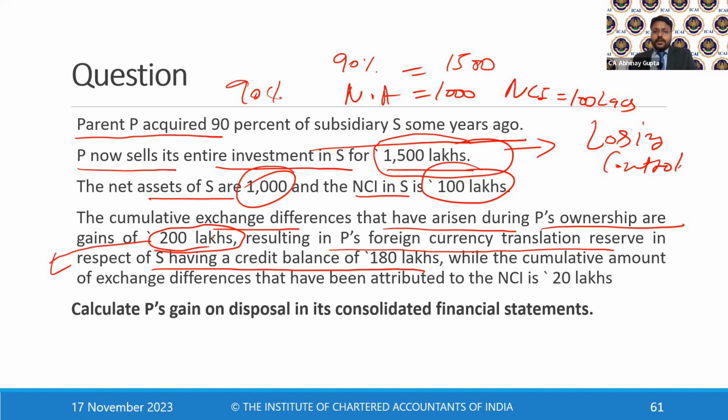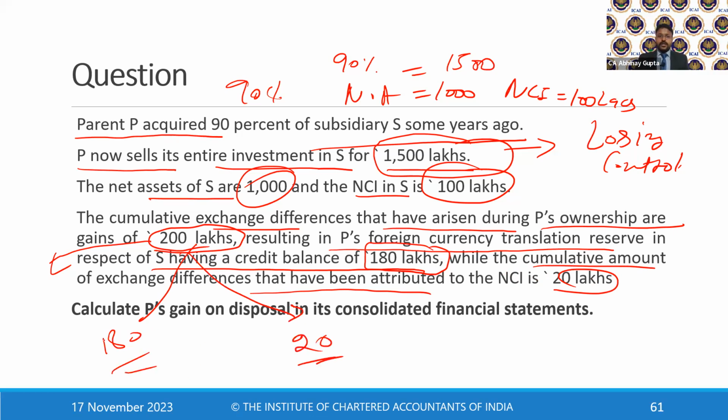So because 200 lakhs have been the total gain or loss, 90% of that, that is 180 lakhs, 200 into 90%. So 180 lakhs is the accumulated credit balance in respect of P's interest in S, right? While the cumulative amount of exchange difference that has been attributed to the NCI is 20 lakhs. So this 200 lakhs has two shares, 90% share of the parent company, that is 180 lakhs, and 10% of the NCI, that is 20 lakhs, right? That is also given in the question.